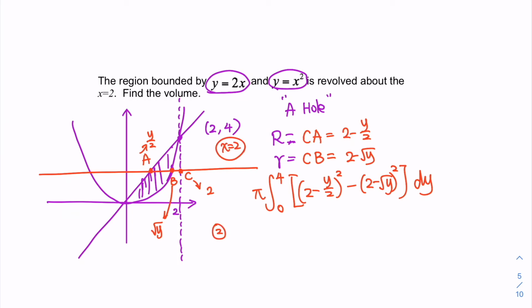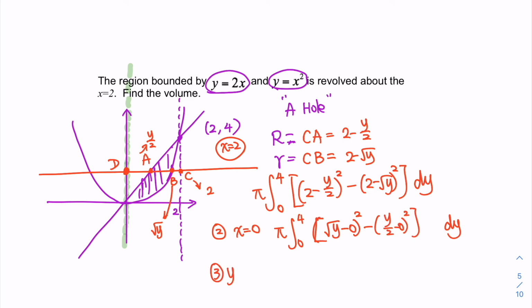If we rotate about x equals 0, which is the y-axis, there will be a hole in the problem. So pi integral from 0 to 4 dy. However, the center now will be here, so capital R is square root of y minus 0, squared, minus lowercase r squared, which is dA here, y over 2 minus 0.